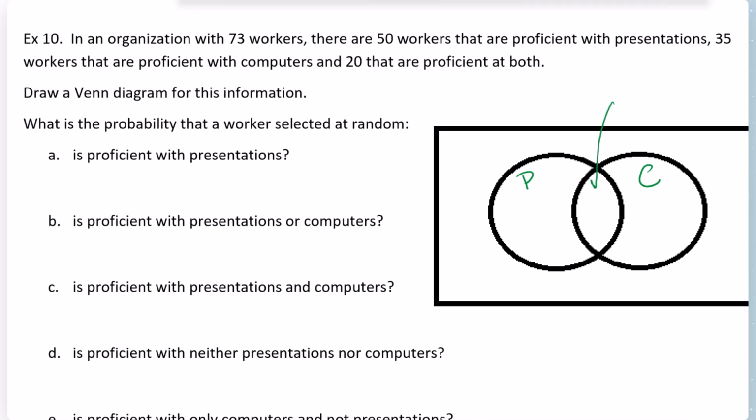All right, remember, we always want to start here in the middle in the overlap area. In this particular case, we are given the information that 20 are proficient at both. So I'm going to put 20 in the middle. And then working my way back, we have 35 that are proficient with computers. So within the computer circle, we can have 35. We already have 20, so that leaves 15, so together the 20 and 15 make 35 proficient at computers. We were also told that there are 50 that are proficient with presentation. We already have 20 in the presentation circle, so that leaves 30.